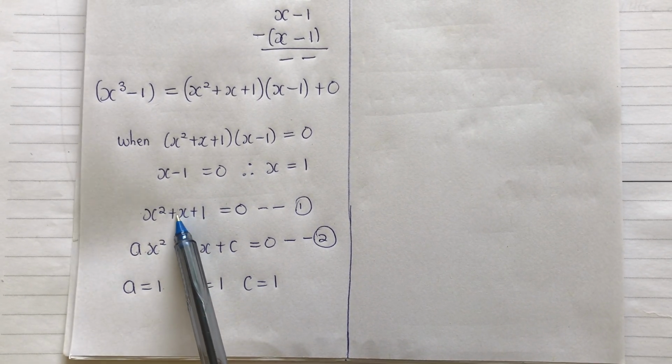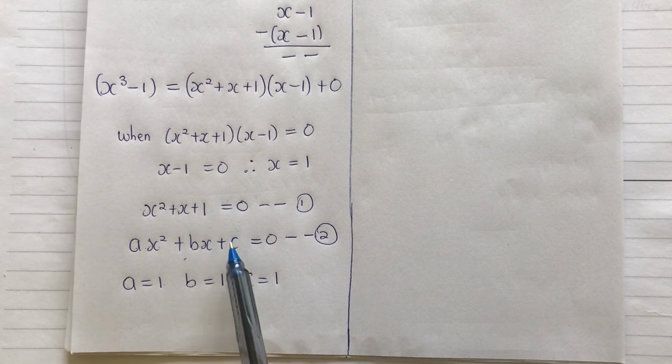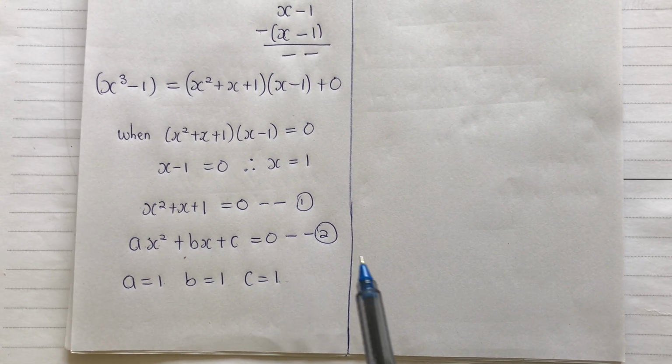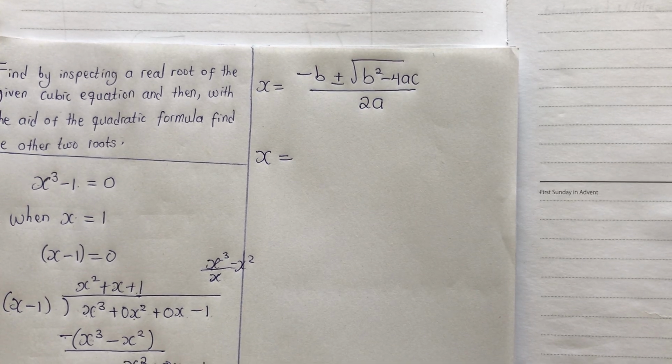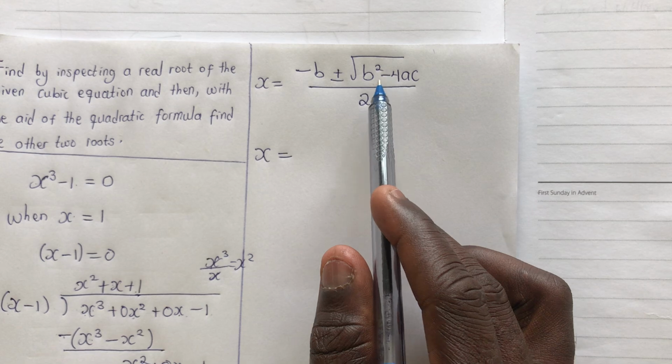Then the coefficient here is also 1. B is equal to 1. Then the constant is 1. C is equal to what? 1. So now we substitute this result into the quadratic formula. So we had b to be 1, a to be 1, c to be 1. Let's substitute it here. You must keep this formula in mind.